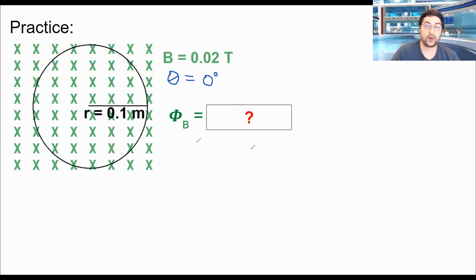And we know the equation for magnetic flux: phi b is equal to the magnetic field strength times the cross-sectional area times the cosine of theta. Now, since theta is 0 degrees, the cosine of 0 degrees is going to be 1 because the x value is 1 at 0 degrees. So that's just like multiplying by the number 1, so we'll ignore that.